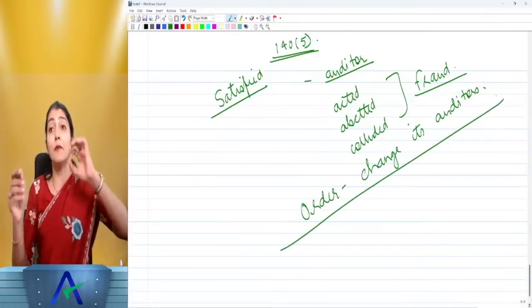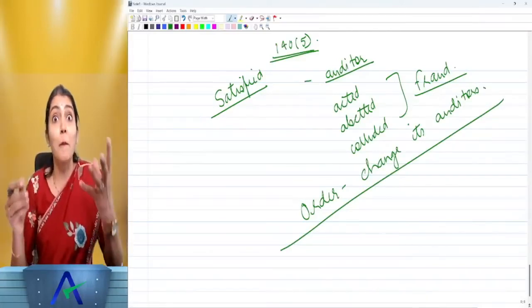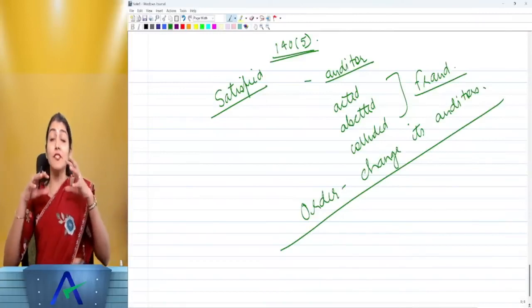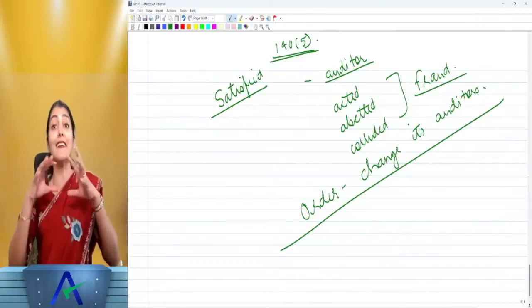What does it say? The tribunal either suo moto or based on an application received from CG or any person concerned is satisfied.